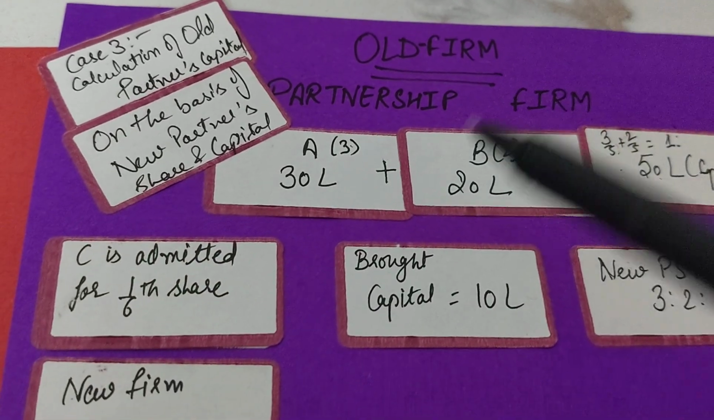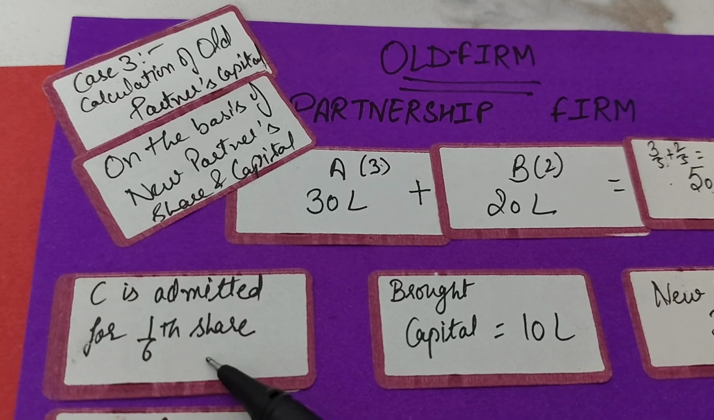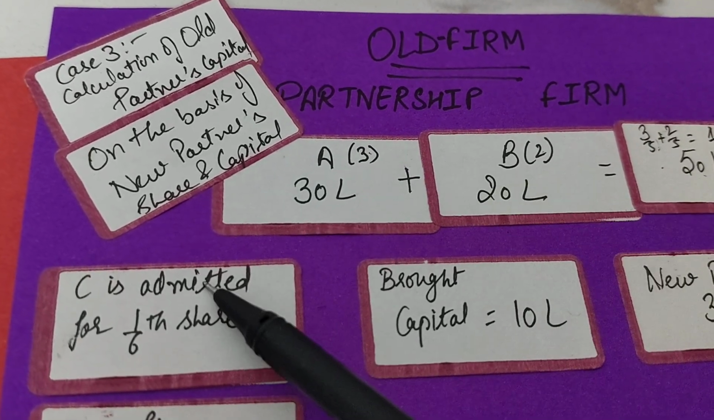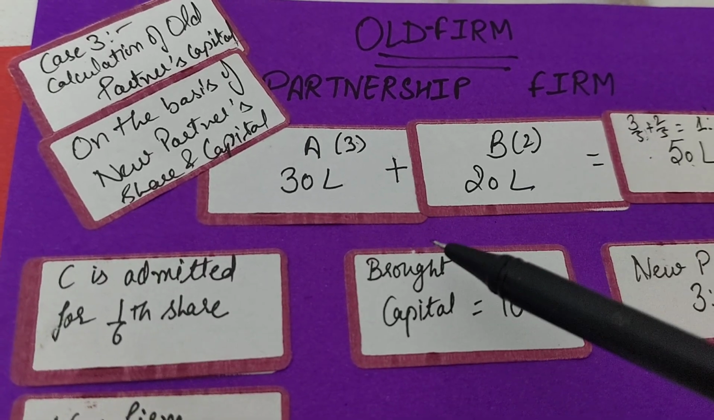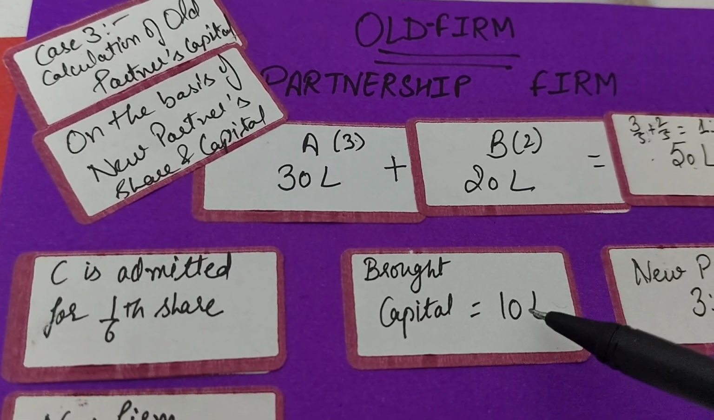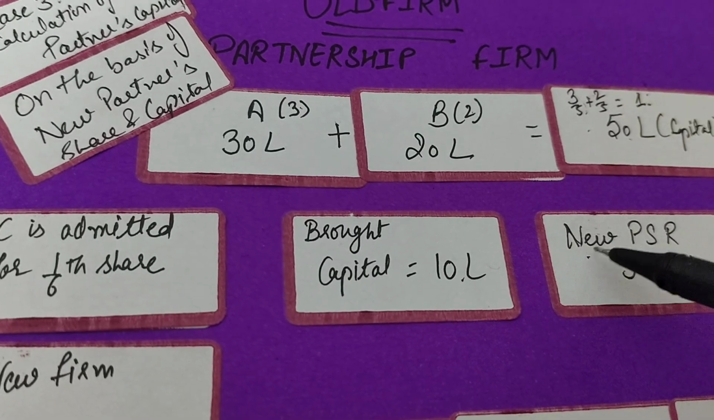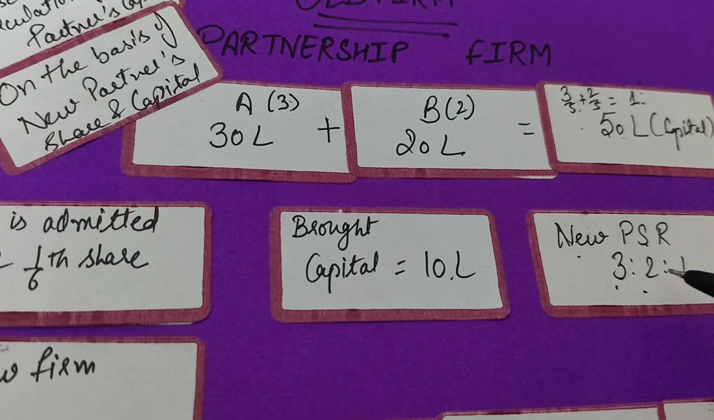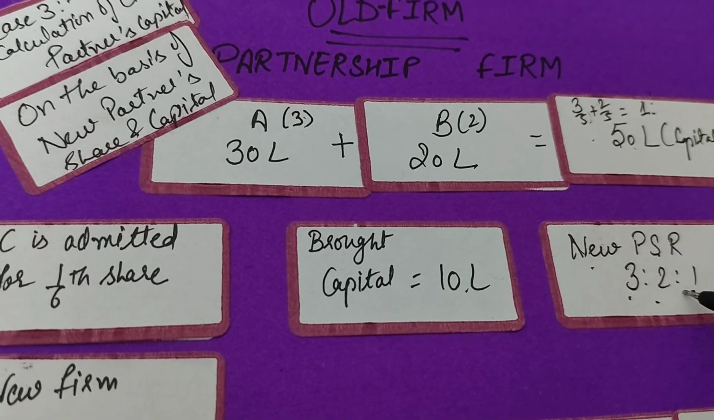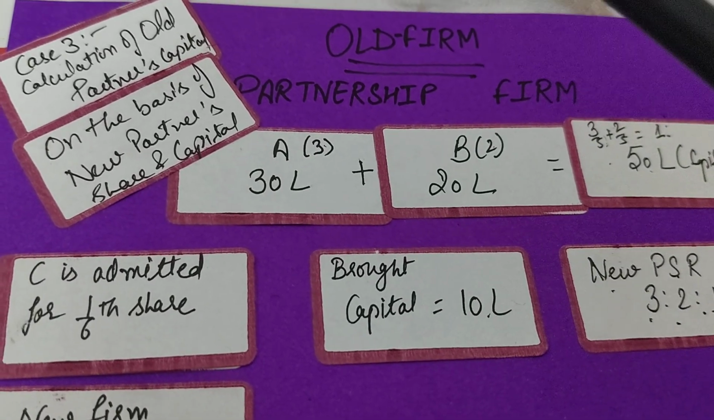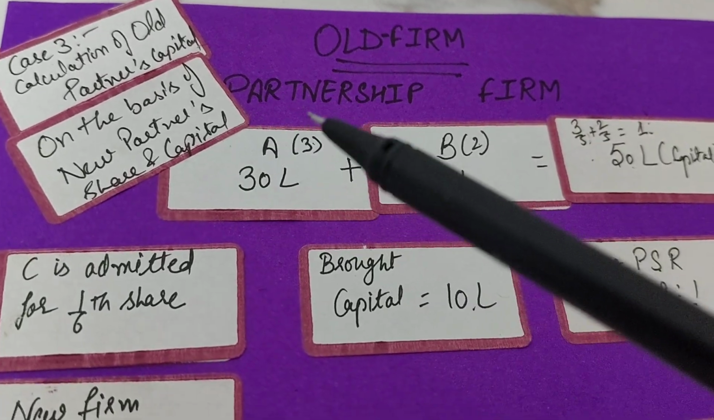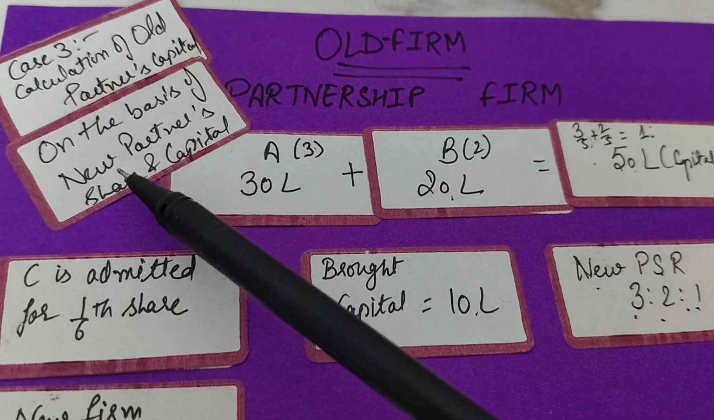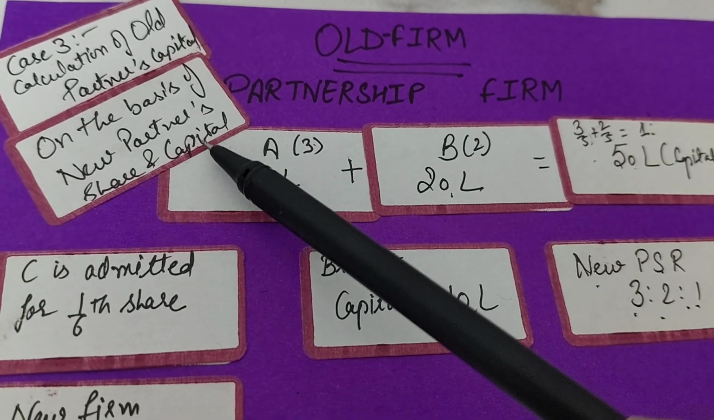Now the case is this, that C is admitted for 1/6 share. Earlier there were the partners A and B. Now C is admitted for 1/6 share and he is supposed to bring in the capital of rupees 10 lakh, and the new profit sharing ratio after his admission is given to us as 3 to 2 to 1. Now the question says that we have to adjust the old partners' capital on the basis of C's share and capital.